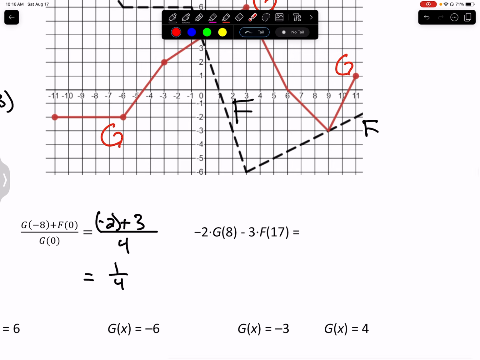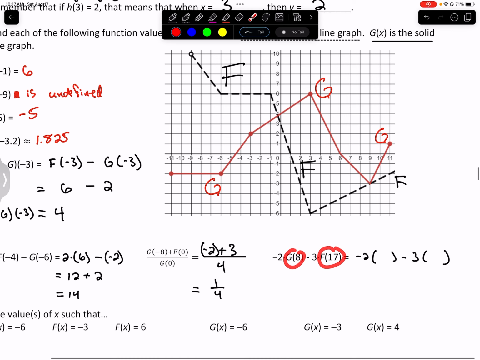Next one, we are multiplying a negative 2 times g of 8 and subtracting 3 times f of 17. I'm just going to put a shell over here so I don't forget numbers. I just moved over the negative 2 and the subtract 3, and then I left blank spots for g of 8 and f of 17. G of 8, that's easy. I go to 8, I drop down, that's a negative 2. F of 17 is anything but easy.